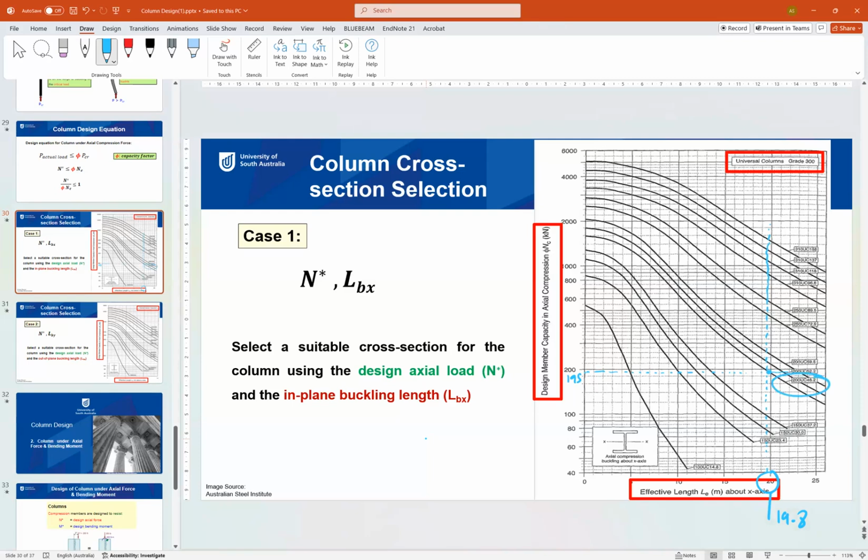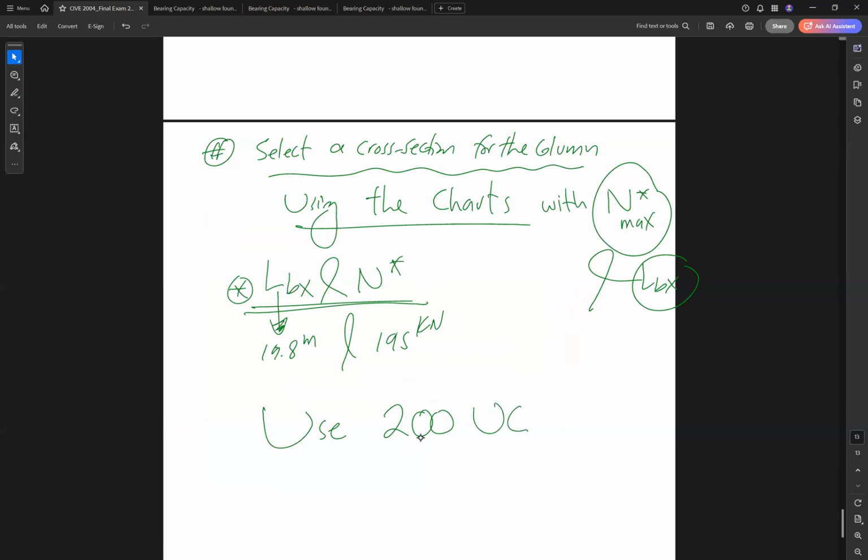So what is the design or what is the selection of this column? What is the best section for this column? 200 UC 46.2. Yeah, but if it is on the curve, take this one. If it is above, so it's already on this curve. Technically, there's no wrong answer as long as you go above the point. But if you go too much, it will be over design. For example, if you use 500 UC and we need only 200, this means you are wasting material.